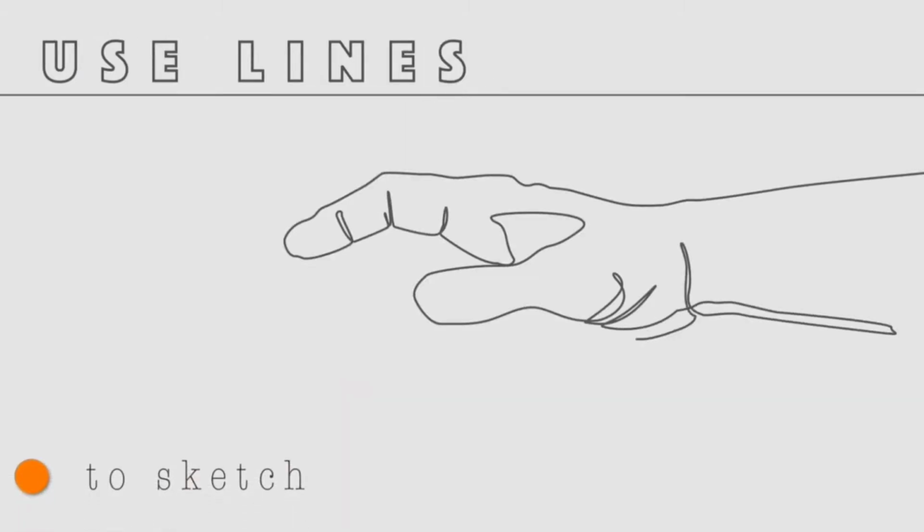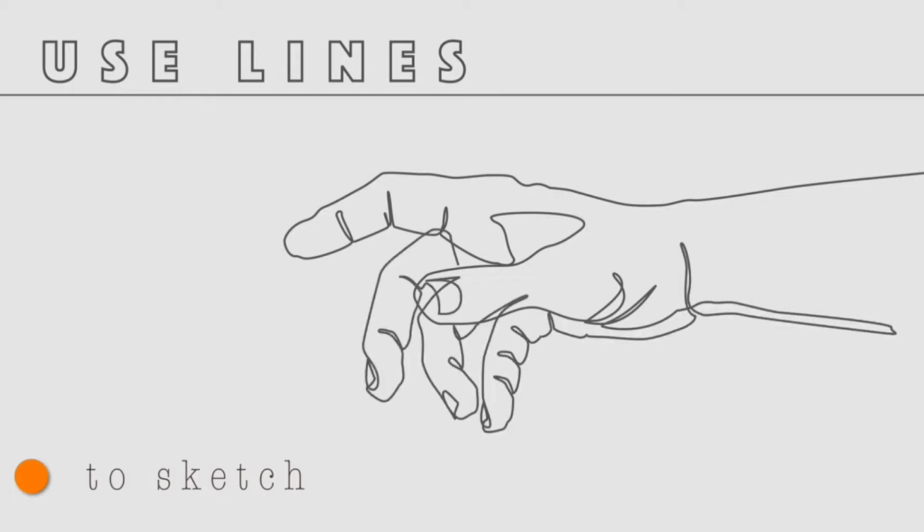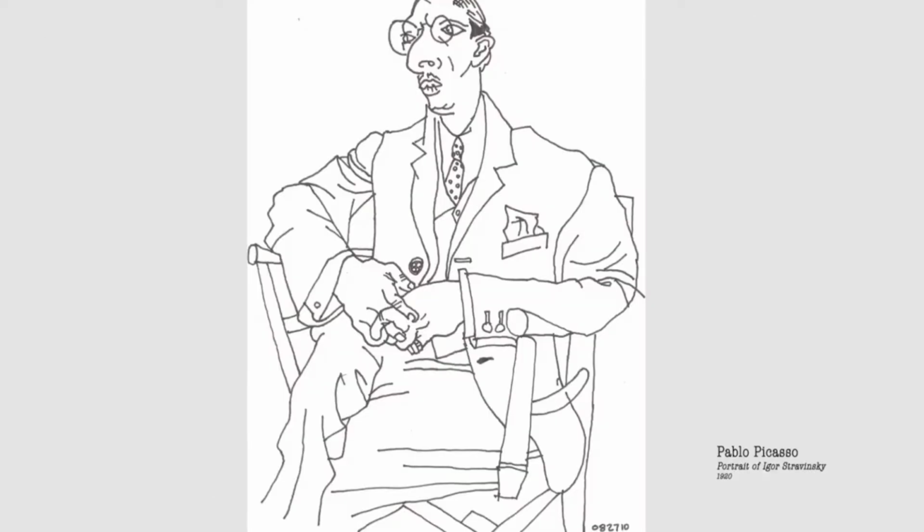We use lines in all art creations. Here are some examples. Line is used in sketches, gesture, and contour drawing. You can create an image with just one simple line or make it complex or detailed. Here are some examples of a line drawing by Pablo Picasso and sketches by Edgar Degas.